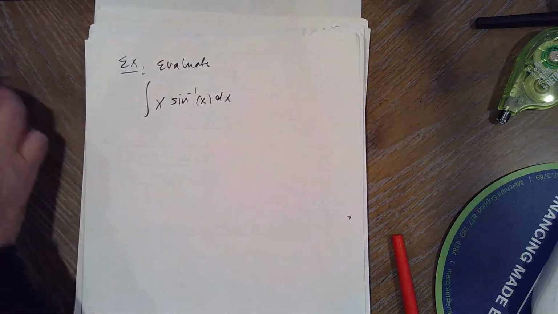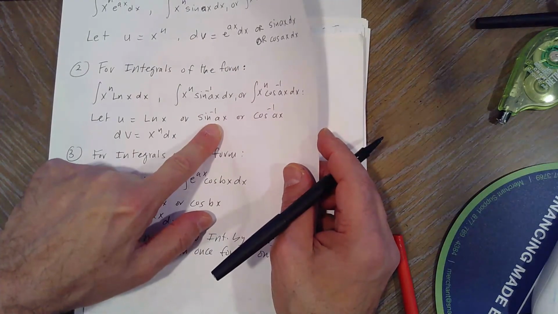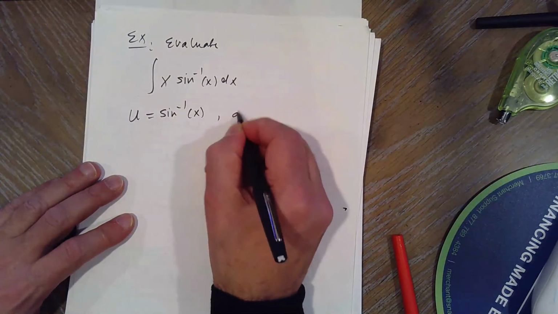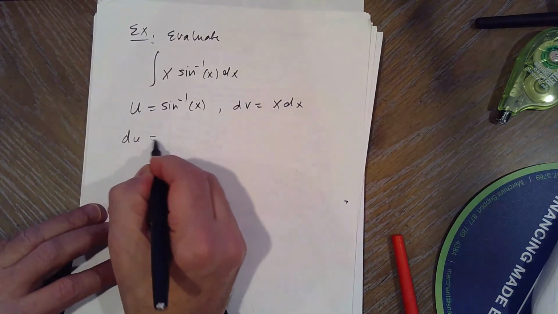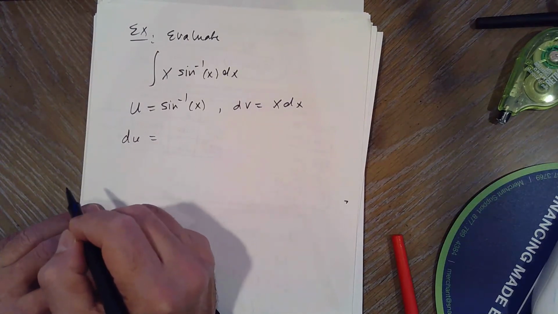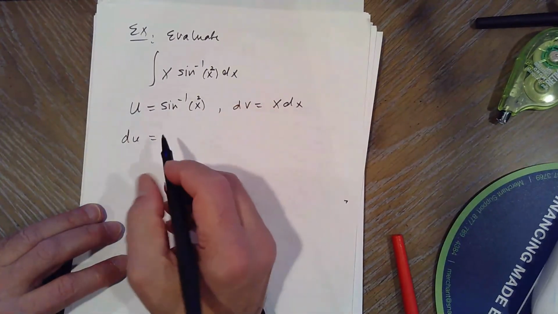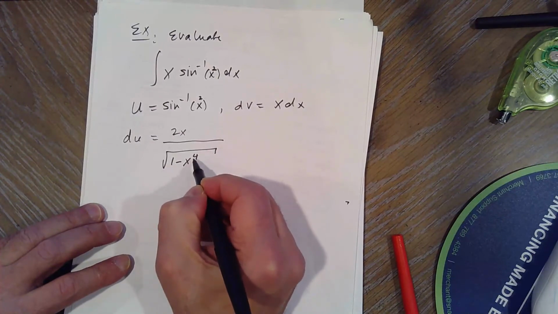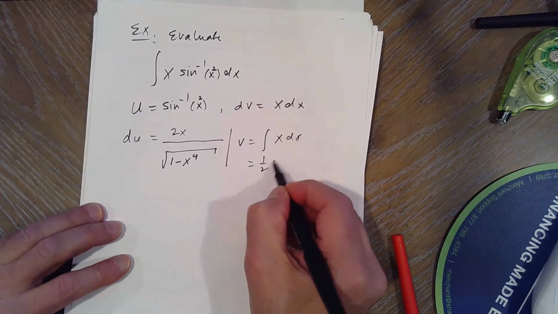So this fits into right there, x sine inverse. So we're gonna let u equals sine inverse and dv is x dx, okay? So u equals sine inverse of x, dv equals x dx. So du is the derivative of sine inverse of x squared, my bad, it should be x squared, okay? So it will be u prime over square root of 1 minus u squared, so 2x over the square root of 1 minus x squared squared, and then v is the integral of x dx, which is 1/2 x squared.